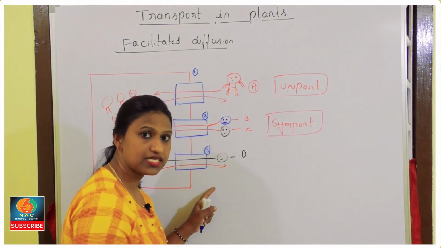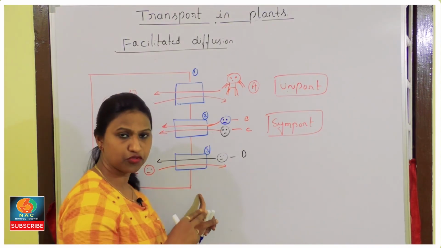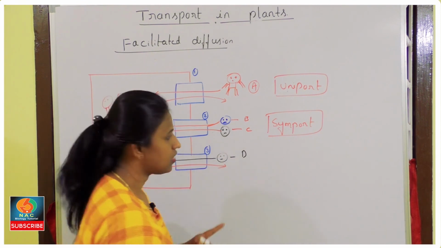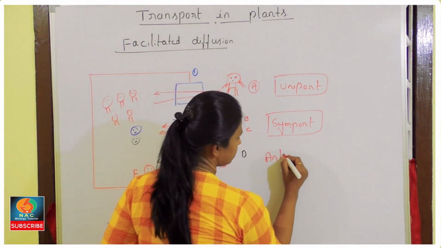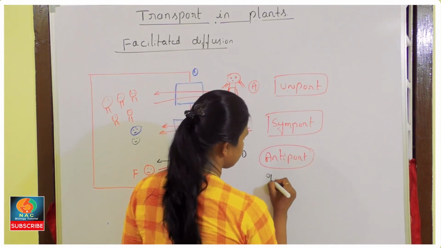Here, once again, this gate is also meant for two molecules, but in the opposite direction. That is called antiport. Anti means opposite.